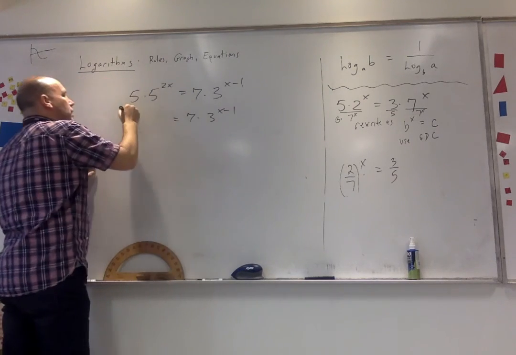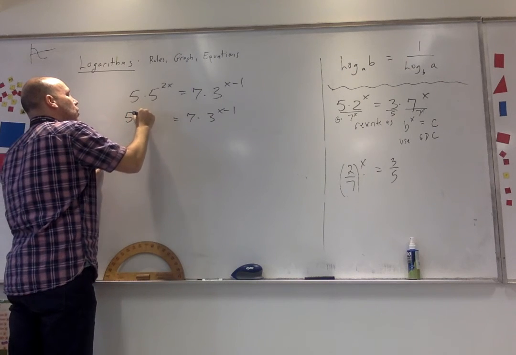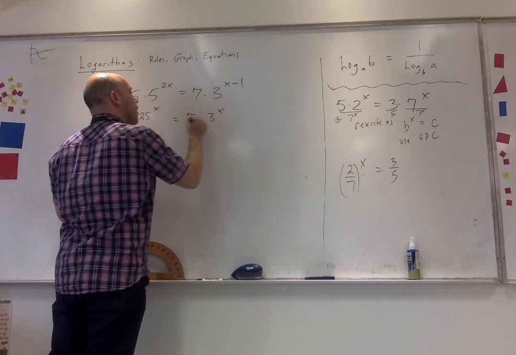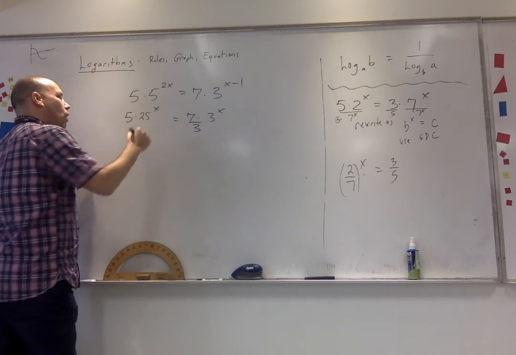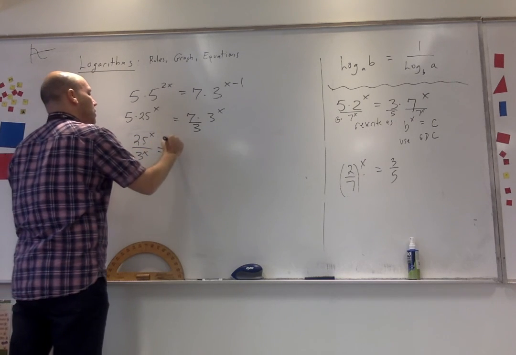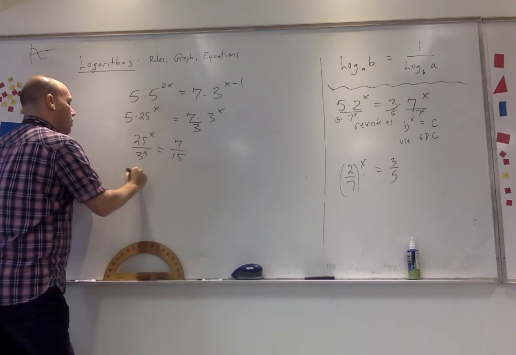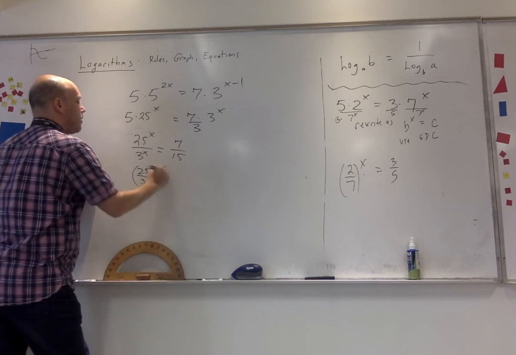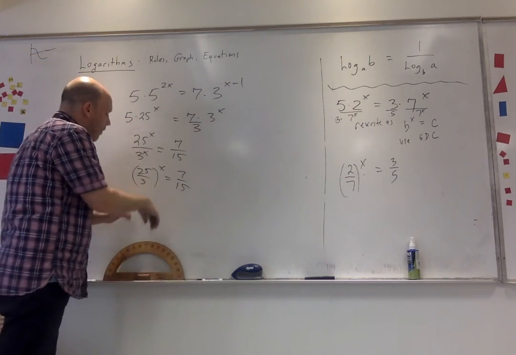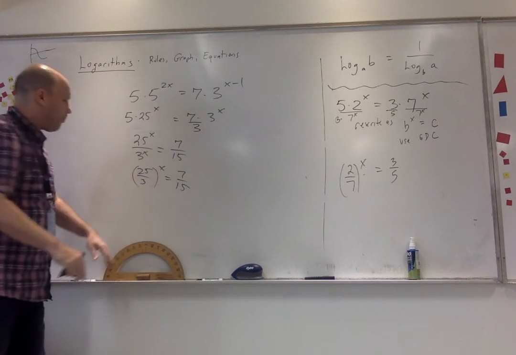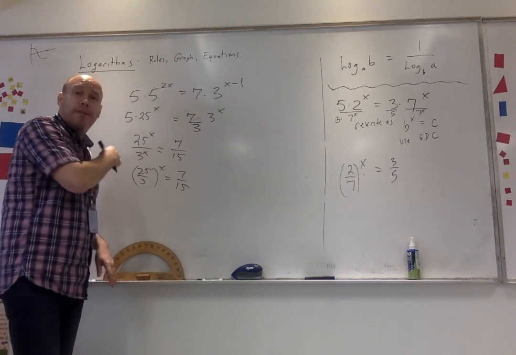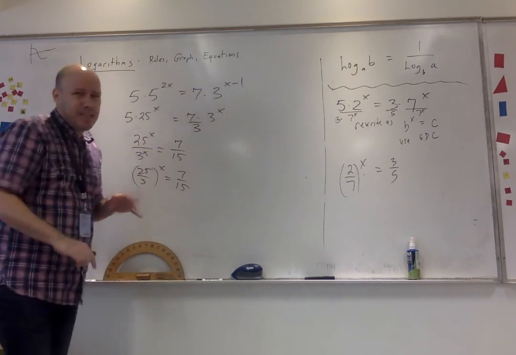Let's rewrite this as 5 times 25 to the x, and let's change this to over 3. So I have 25 to the x over 3 to the x equals 7 over 15. So (25/3) to the x equals 7 over 15. All I did was manipulate this so I have it in the form of b to the x equals c. That's basically it. I'll put some homework problems up. You'll have a week to do all this stuff. It's kind of fun. Okay.